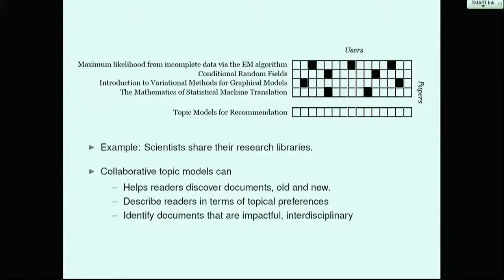And with collaborative topic models, we can do a few things. We can help readers discover documents, old and new, that they like, right? So we might want to know, should I tell Charles to read conditional random fields, given his advisor? We hope he's read that paper. But anyway, we might want to recommend that to him. And we would do that based on what other people have read, as well as what conditional random fields is about. But also, let's say we write a paper, topic models for recommendation, that nobody's read yet. We want to know who to recommend that paper to as well, right? And so we might want to recommend that to Charles, and that's called the cold start problem in recommendation systems.